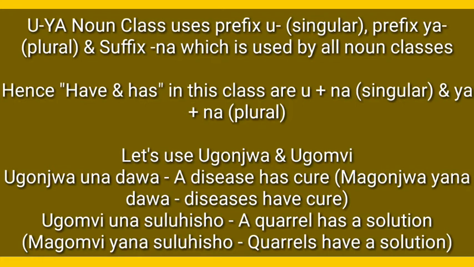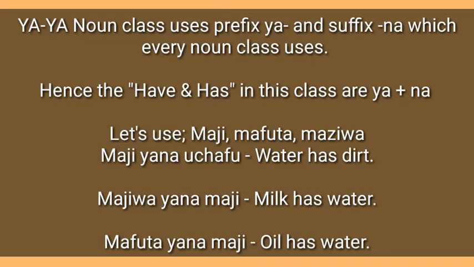Ugonjwa una dawa. A disease has cure. Plural, magonjwa yana dawa. Diseases have cure. Ugomvi una suluhisho. A quarrel has a solution. Magomvi yana suluhisho. Quarrels have a solution.